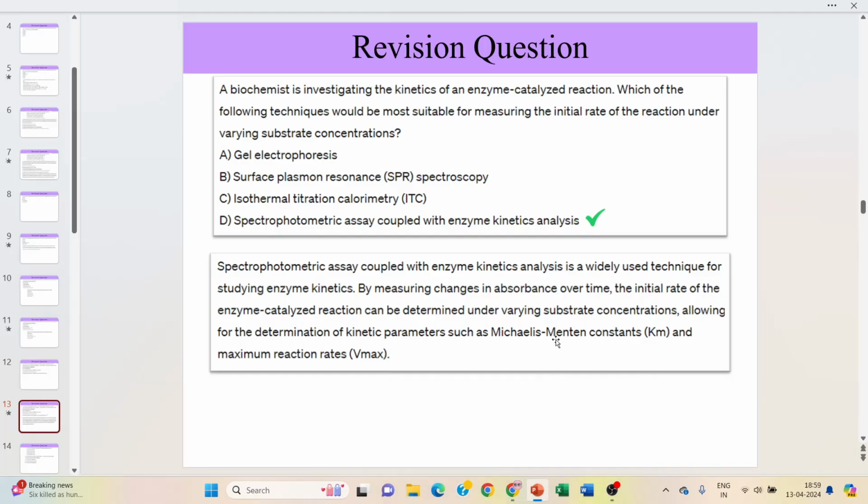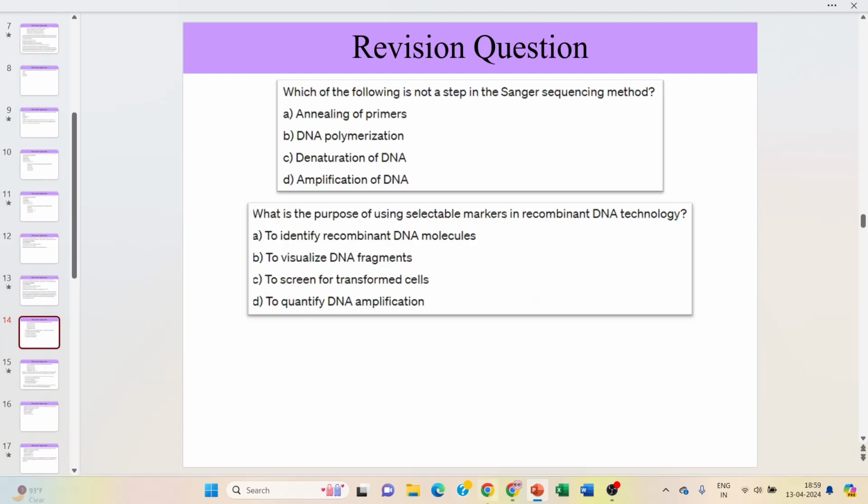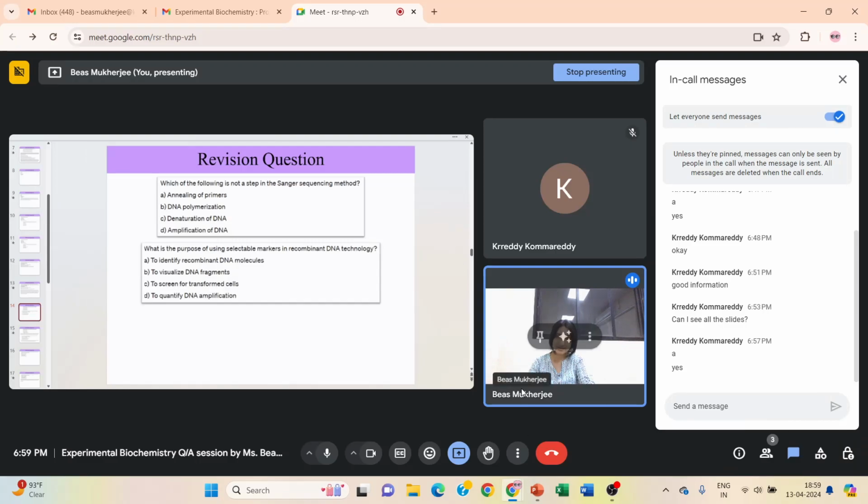So by measuring changes in the absorbance over time, the initial rate of the enzyme-catalyzed reaction can be determined under varying substrate concentration, allowing for the determination of kinetic parameters such as Km and Vmax. Okay. So for the next question, we have: which of the following is not a step in the Sanger sequencing method?